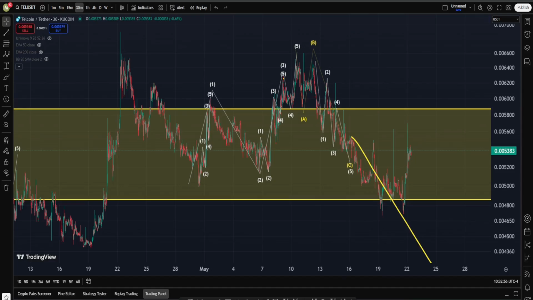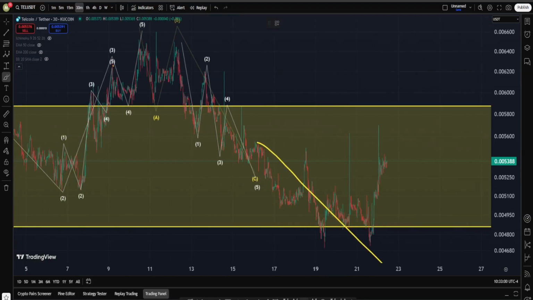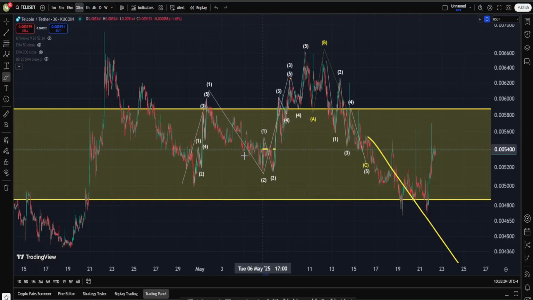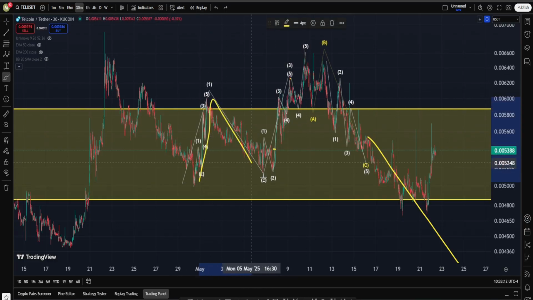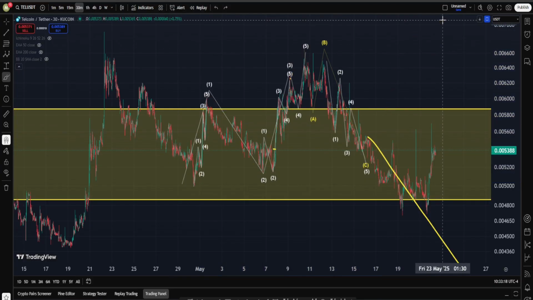And in this update, we are going to check out Telcoin's chart. If you remember in the previous video, we were right in here and I was saying, as long as we are not taking this low, I think we are allowed to be optimistic and say maybe we are having a series of 1-2s. For example, this can be 1-2 and then another 1 and 2. And soon, hopefully, we are going to get a big move up into wave 3, 4, 5.